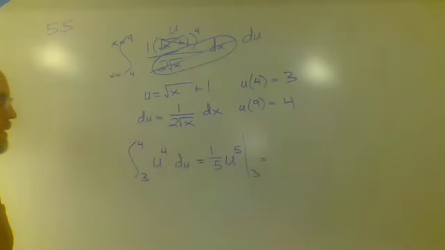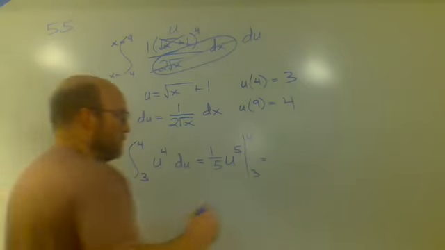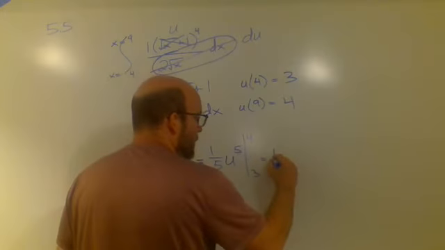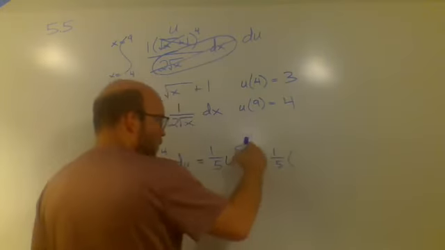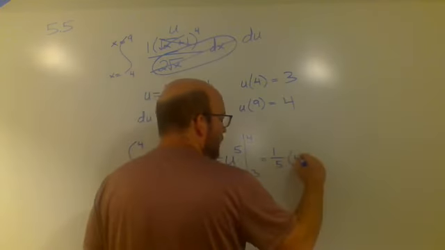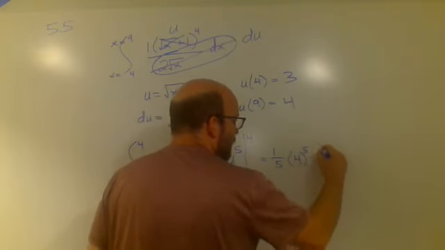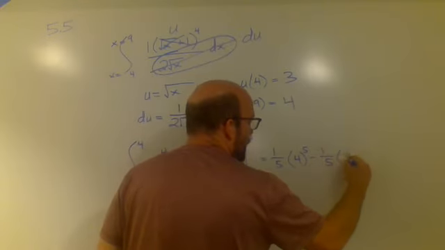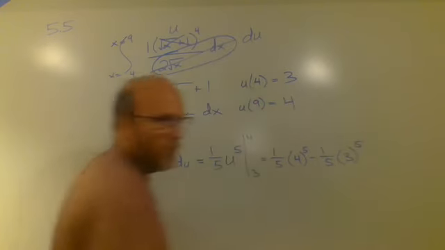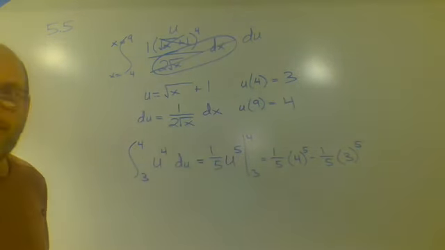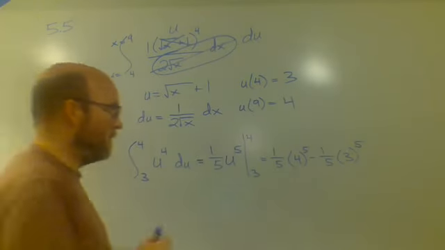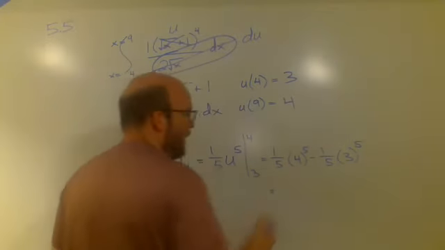Okay. And so here, when you plug this in, I guess I'll make sure it's clear. You're plugging in 4 into u, so we're going to get 1/5 times 4 to the 5th power minus 1/5 times 3 to the 5th power. And don't try anything fancy here. And there's no way to kind of do the subtraction now. You have to go through and do your evaluation.